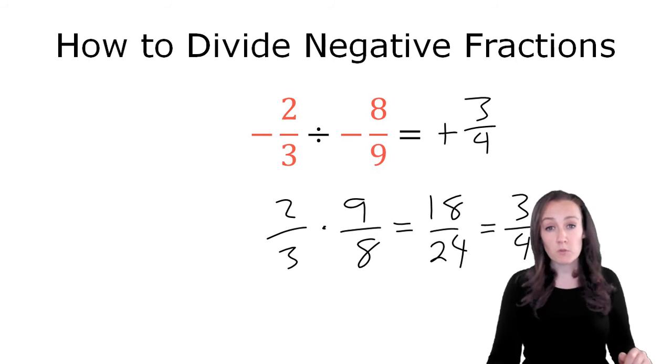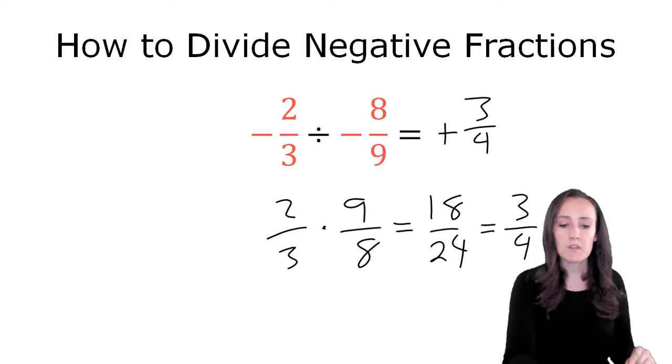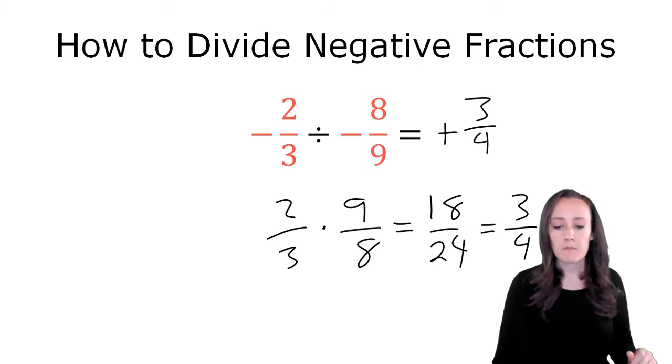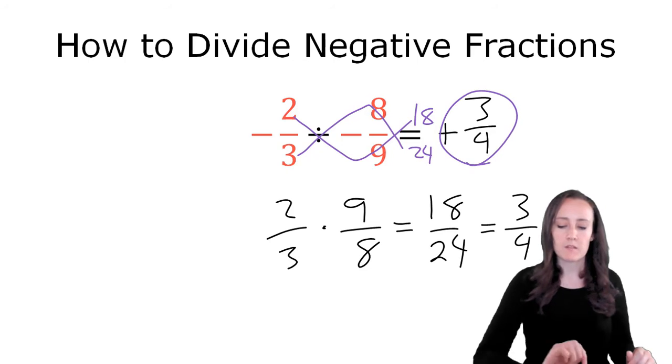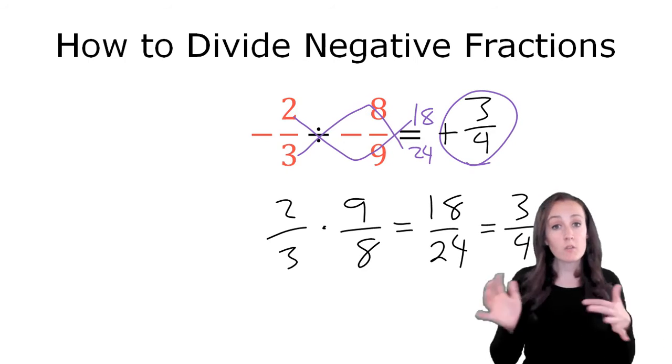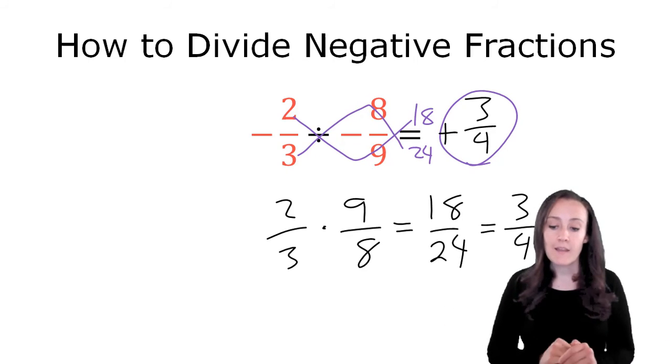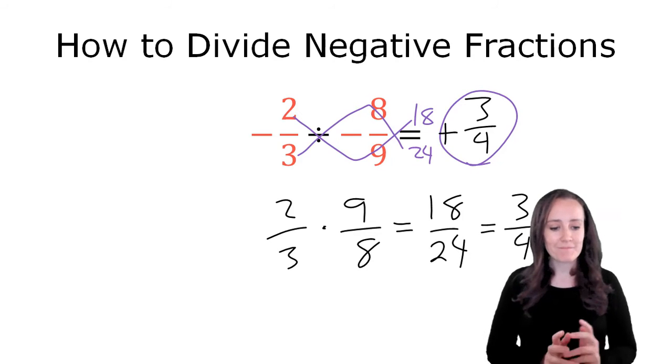So you can use the multiplying by the reciprocal method, or I could have also figured that out by doing the zigzag method, where you do 2 times 9 gives me the 18, 3 times 8 gives me the 24, and then I would still reduce the same and still get my answer. So you can use either method for fraction division, but that's how that works.